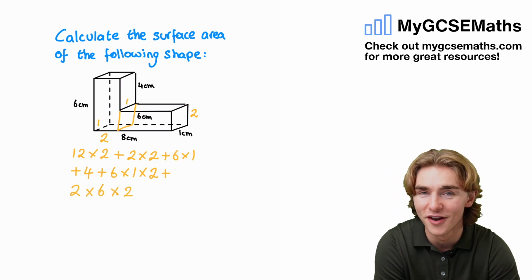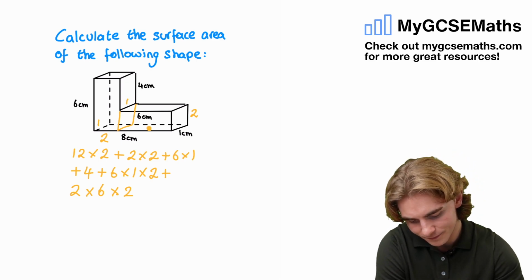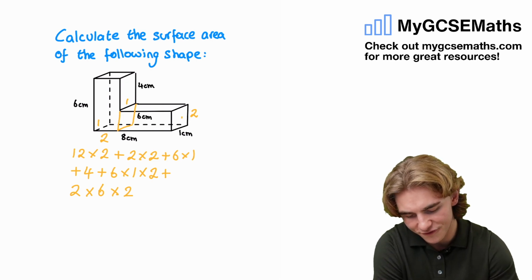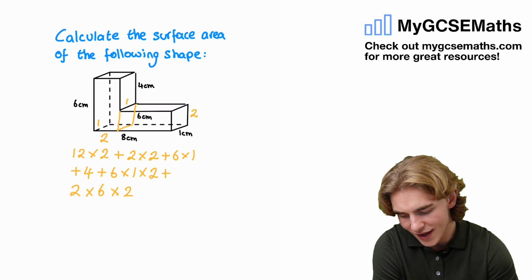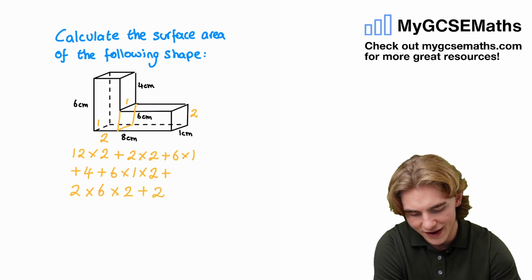Guys, this is getting pretty long. Hopefully everything is clear enough. So we've done the base face and the top face. We've done the front face and the back face. Finally, guys, let's deal with this face on the right-hand side, a height of 2 and a width of 1. So plus 2 times 1, or we're just going to write that as 2.